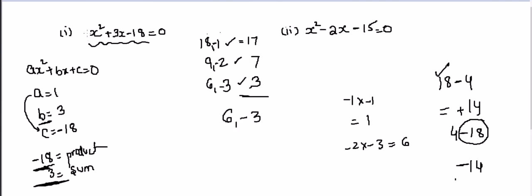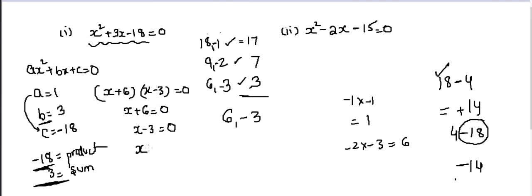As I told you, if the coefficient of x squared is 1, you can directly write (x plus 6) times (x minus 3) equals 0. Or you can go for splitting the middle term, which I have explained in the earlier video. Now since the product of two factors is 0, it means either can be 0. So I am equating the factors to 0. From here I'll get x equals minus 6, and from here I'll get x equals 3. So minus 6 and plus 3 are my answers.